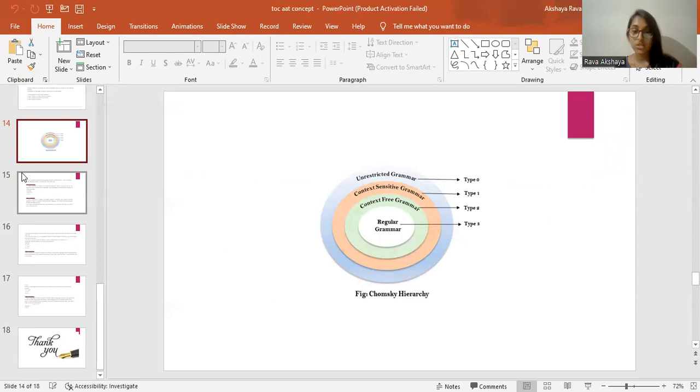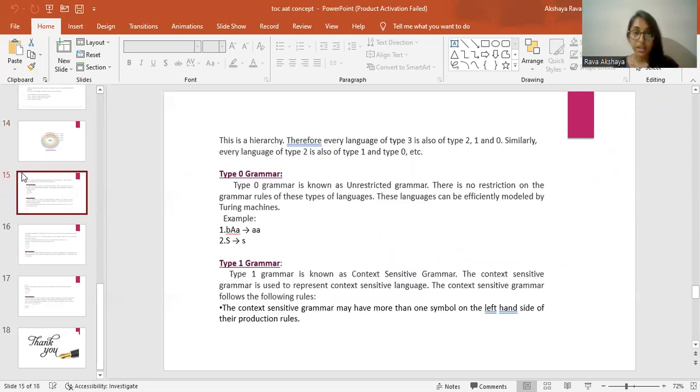Here we can see the Chomsky hierarchy. The first is unrestricted grammar, type 0, then context-sensitive grammar, type 1, context-free grammar, type 2, and regular grammar, the last one and the inner circle, is type 3. This is a hierarchy, therefore every language of type 3 is also of type 2, 1, and 0. Similarly, every language of type 2 is also of type 1 and type 0, and so on.